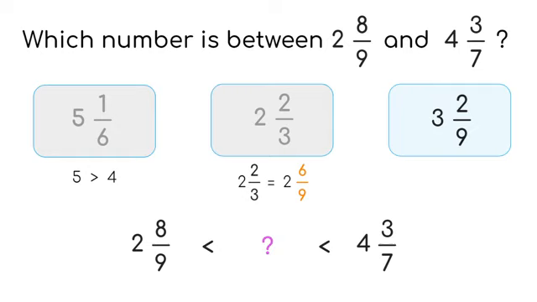Let's check our third option, 3 and 2/9. This number is between 3 and 4, so it is definitely in between 2 and 8/9 and 4 and 3/7. Great, so this answer does work. 3 and 2/9 is greater than 2 and 8/9, but less than 4 and 3/7. Nice job! Now you are ready to compare mixed numbers and improper fractions on your own.